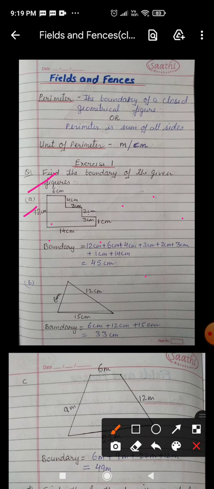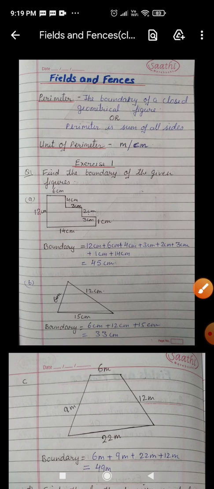So first of all you will find the total of these sides, and the total of all the sides will be the perimeter or boundary of this figure. Here you can see I have added each of the sides together, and finally the answer comes 45. This will be the boundary of this figure, or perimeter of this figure.